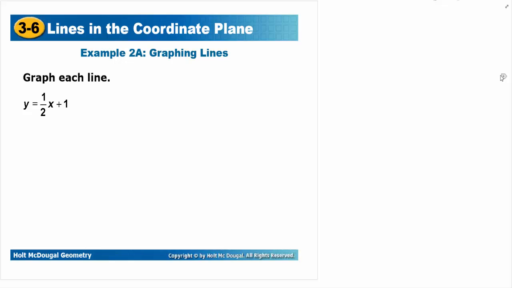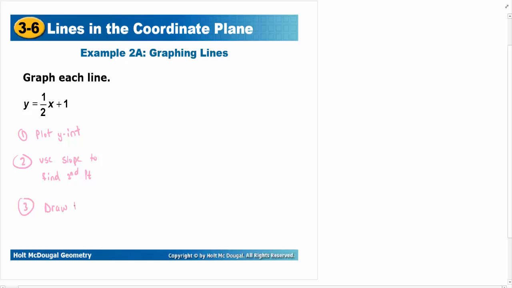Okay, now let's start graphing. So this first graph that we're going to do is going to be a graph in slope-intercept form. So if we're doing a slope-intercept form graph, here are the steps that we're going to take. Step 1, we're going to plot the y-intercept. Step 2, we're going to use the slope to find the second point. Step 3, we're going to draw the line. Yes, this is that simple. It's 3 quick steps. Okay, so let's do it.